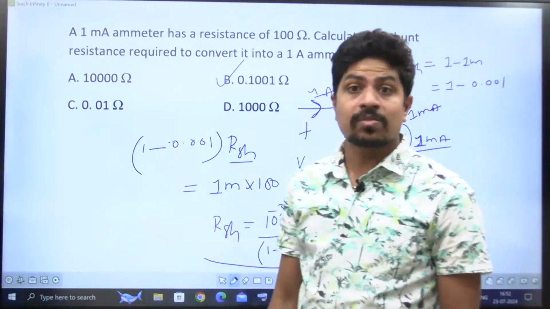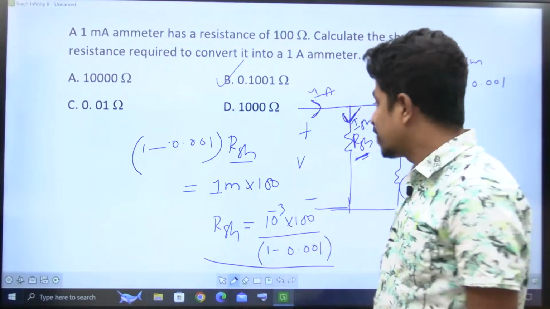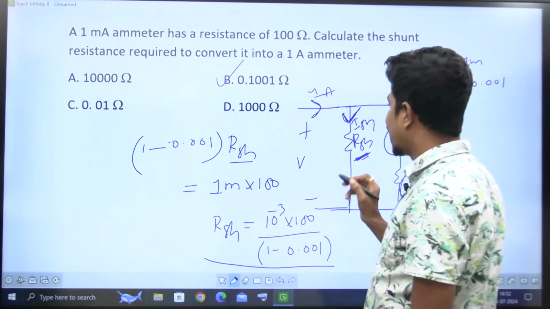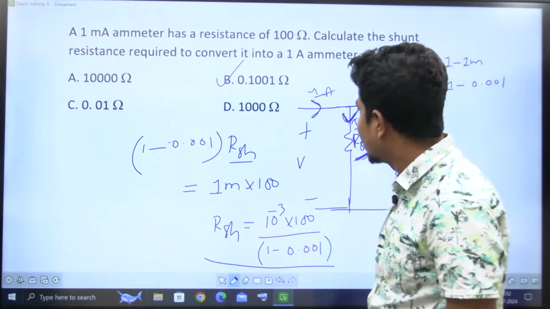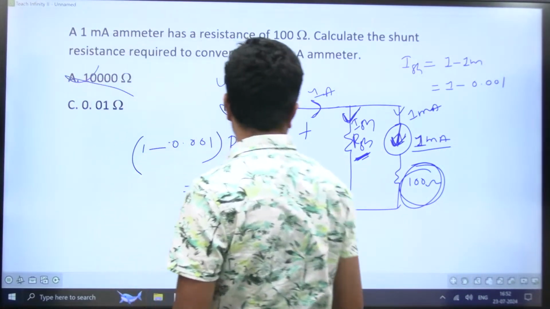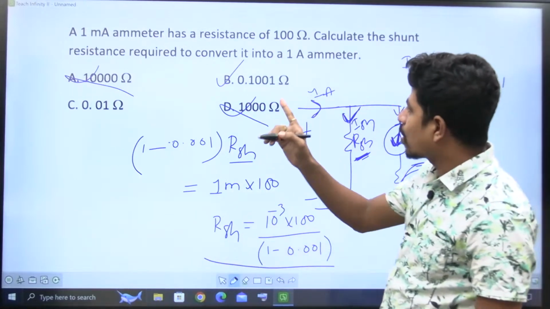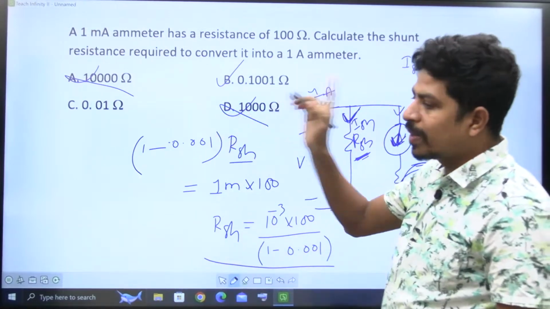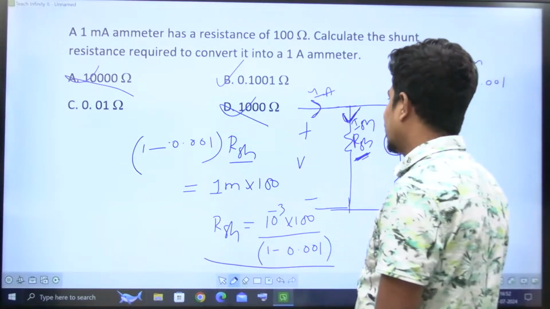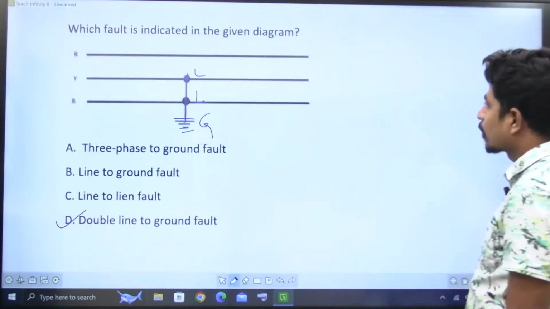So shunt resistance must be very small when compared to the meter resistance. Meter resistance is 100, so this RSH must be less than 100. So option B is not correct. Option A is not correct. Less than 100 it should be. Either B or C is going to be correct. You can check for that. Right? Yeah, so this is done.